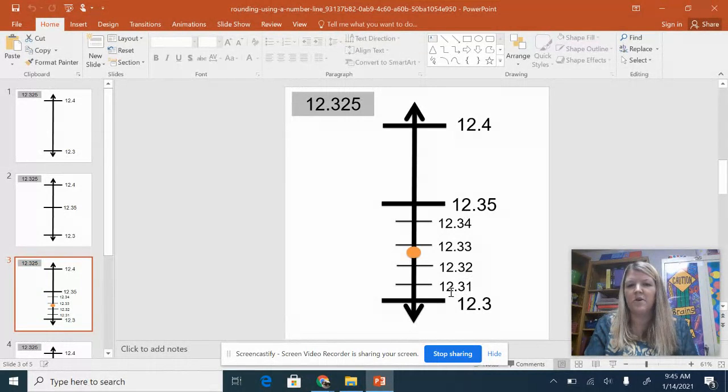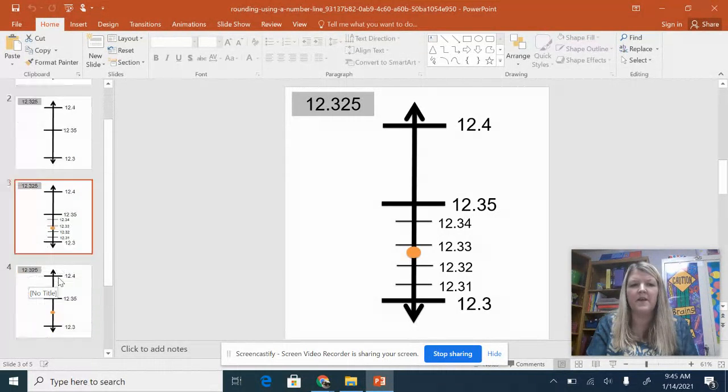So we've got 12 and 31 hundredths, 12 and 32 hundredths, and then 12 and 33 hundredths. And so our number isn't quite 12 and 33 hundredths, so that's why we see the dot here. It's 12 and 325 thousandths, so it's not quite to the 12 and 33 hundredths yet. So we've got our dot here.